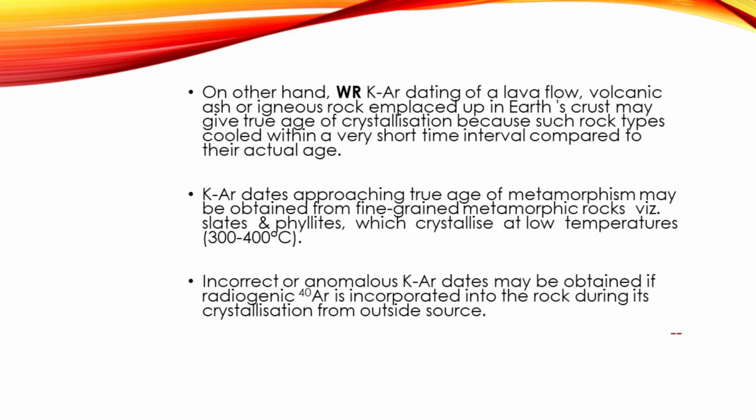Further, potassium-argon dates approaching the true age of metamorphism may be obtained from fine-grained metamorphic rocks such as slates and phyllites, which crystallize at lower temperatures such as 300 to 400 degrees Celsius. In case radiogenic argon-40 is incorporated into the rock during its crystallization from an outside source, anomalous or incorrect old potassium-argon dates may be obtained.